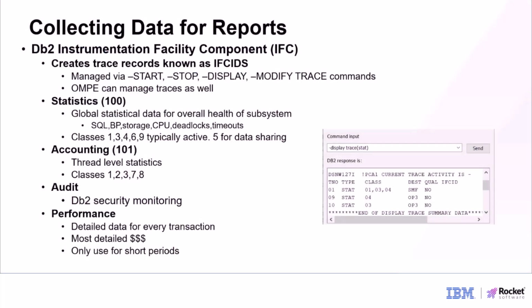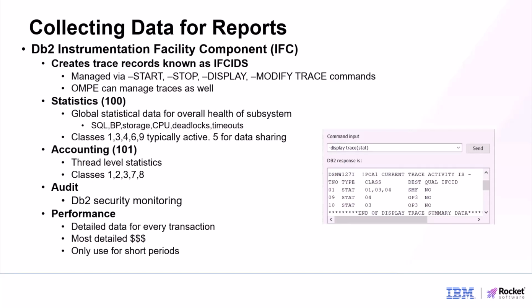With any type of DB2 performance monitor or DB2 performance related reports, you need to first be collecting your data. I'm making the assumption that you are already familiar with the DB2 trace facility, but I thought I would just do a quick 10,000 foot overview of how the data is collected that's required in order to be able to run your reports.